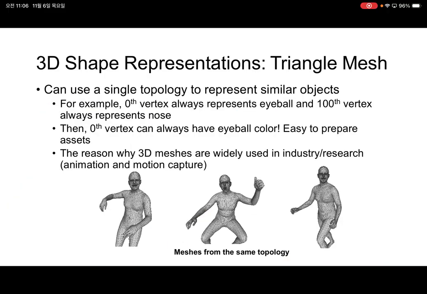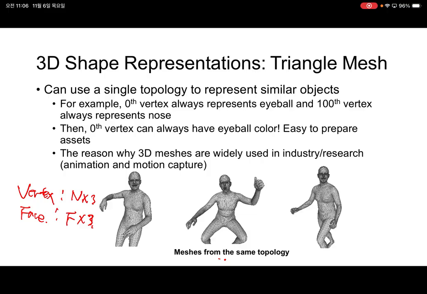And we can use a single topology to represent similar objects. For example, these meshes are all from the same topology. Topology, as I said, means vertices and faces. All these meshes are from the same topology: the same number of vertices, the same number of triangle faces. Each triangle face consists of the same vertices.